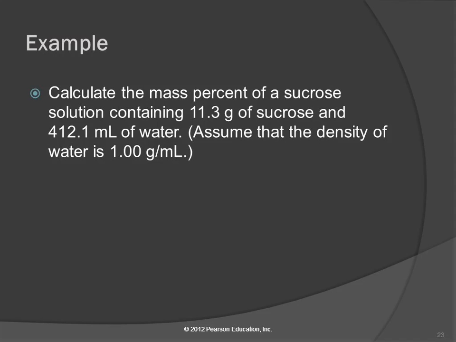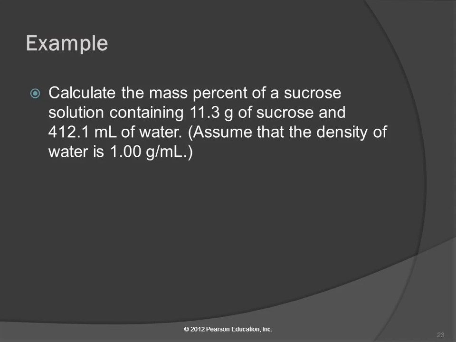So let's do, I don't know how many examples are coming up. Let's do the first one and see what happens after that. Calculate the mass percent of a sucrose solution containing 11.3 grams of sucrose and 412.1 milliliters of water. It says assume that the density of water is 1 gram per milliliter.